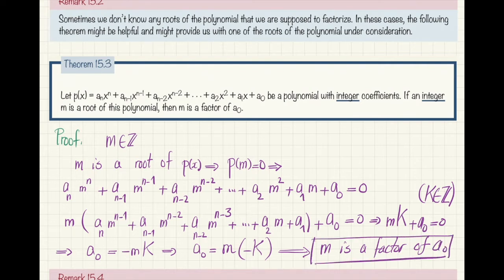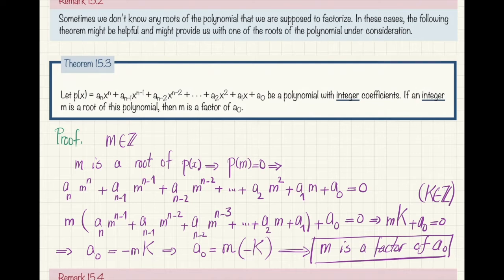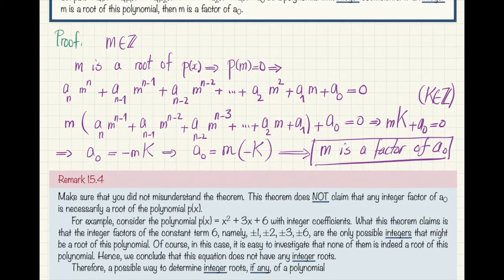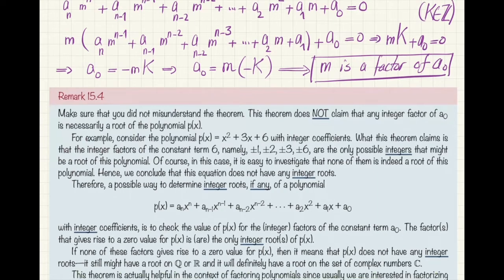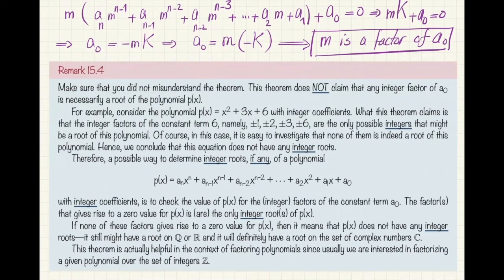And that is the end of the proof. So the proof was very, very simple. Okay, so let me repeat. It tells you that if an integer is a root of a polynomial, that integer should be a factor of the constant term of the polynomial. Based on my experience, let me give you this remark. I want to make sure that you do not misunderstand the theorem. The theorem does not claim that any factor of a0 is necessarily a root.